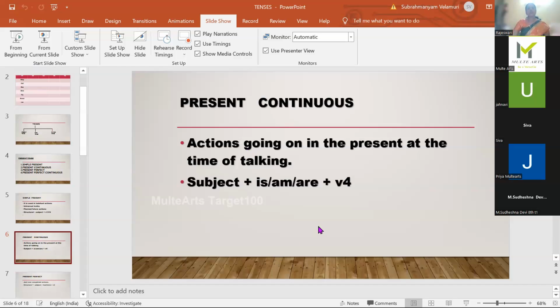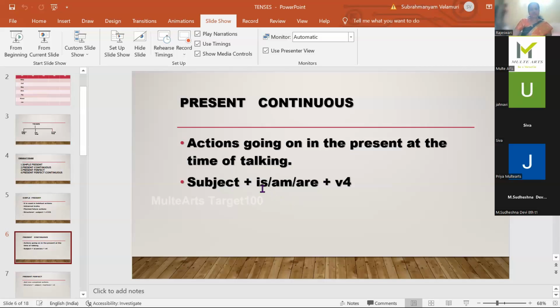Actions going on in the present at the time of talking. Now what are we doing? We are learning. Now at the time of talking, what is happening is what we are doing. We are learning. So it is an action going on in the present. This is very important: in the present while we are talking. This also has a structure: subject plus is, am, or are plus V4. V4 is the verb plus ing form, the base form plus ing.